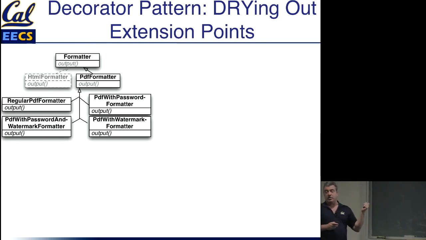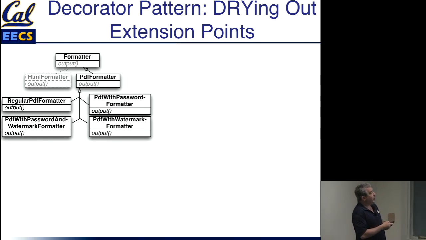Because if you try to solve this with inheritance, you start to run into a problem. We already have the plain old PDF formatter. But now we need a PDF with password formatter, a PDF with watermark formatter, and a PDF with password and watermark. And if the order in which they're applied matters, then actually we would even need another one, which is a PDF with watermark and password formatter. So you start getting an explosion of behaviors. And it smells bad to sort of try to make a separate subclass for each of those. So inheritance doesn't solve this problem particularly well.